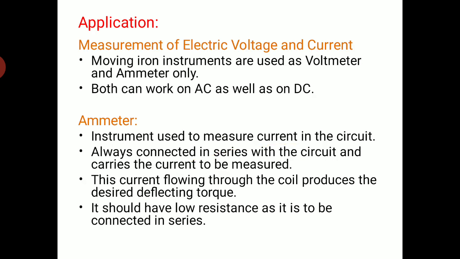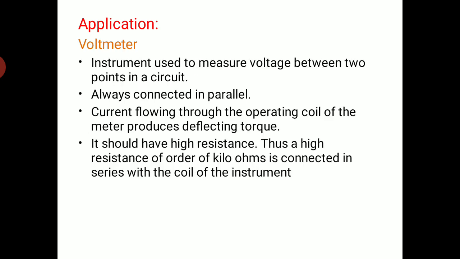So, applications: it may be used as a voltmeter as well as an ammeter for measurement of both AC as well as DC. The ammeter measures current values and is always connected in series with the circuit. The current flowing through the coil produces the deflecting torque. It shows low resistance. The voltmeter measures between two points and is connected in parallel. Current flows through the operating coil, which produces the deflecting torque. It has high resistance when measuring voltage values.